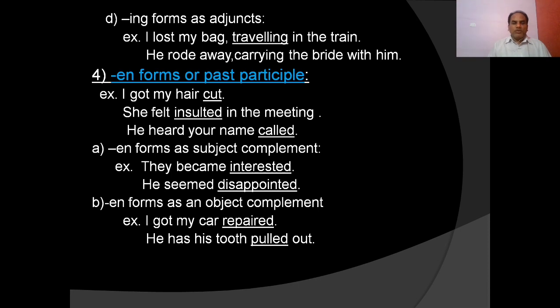And -en forms as an object complement. I got my car repaired. She has her tooth pulled out. Pulled and repaired are examples of complements. And here repaired is the complement of my car. My car is the object in this sentence. So repaired, the -en form of the verb, is used non-finitely as an object complement. His tooth is the object. He has his tooth pulled out. You see, so this is the situation.